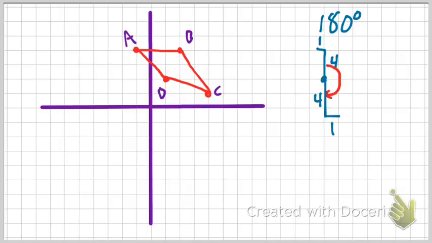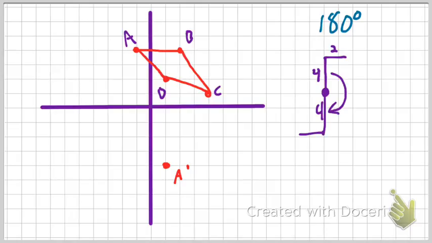All right, so we're going down 4 and right 1. So there is the A prime. Now, with B, I went up 4 and right 2. So when I rotate that, it's going to be down 4 and left 2. So down 4, left 2, there's B prime.